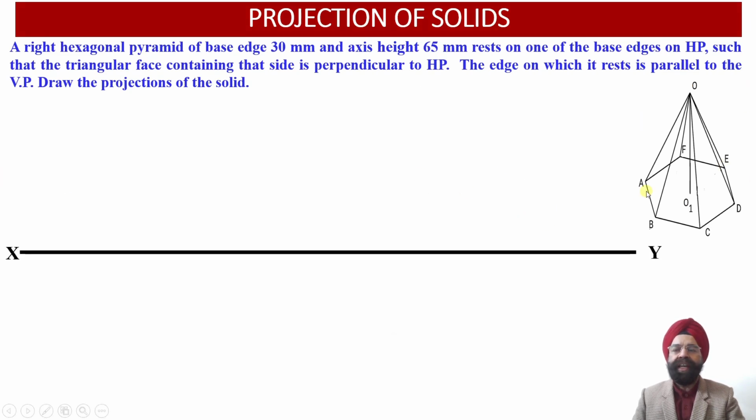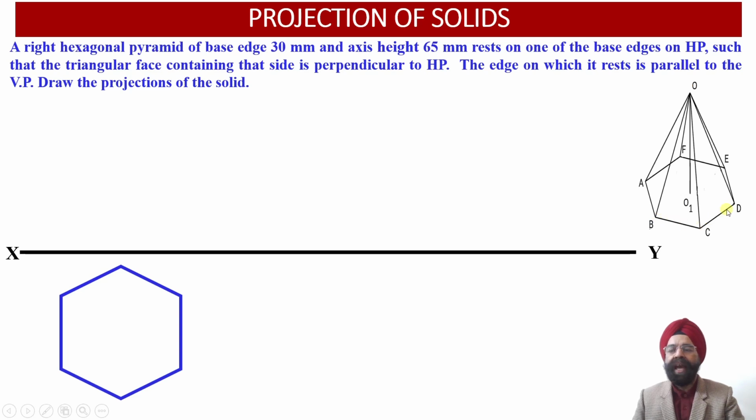So here we have already discussed that two of the edges will be perpendicular to the vertical plane. So here we have got the XY reference line. So we know that the edge of the base of the hexagonal pyramid happens to be 30 millimeter. So when the observer is going to look at this hexagonal pyramid from the top, the observer will be viewing the hexagonal projections of this pyramid onto the horizontal plane.